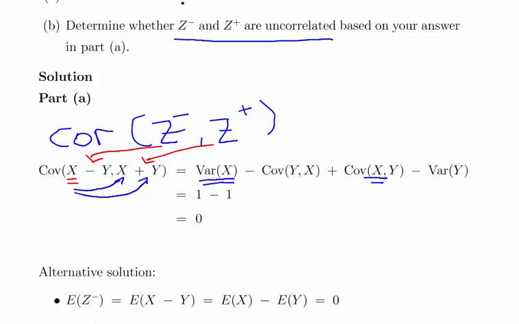Likewise, now we look at the minus y from the difference, and this minus y has a covariance with x and a covariance with y. The covariance of y and y is the variance of y, so that term is minus the variance of y. So we have the variance of x minus the covariance of y and x plus the covariance of x and y minus the variance of y. These two terms cancel out immediately.